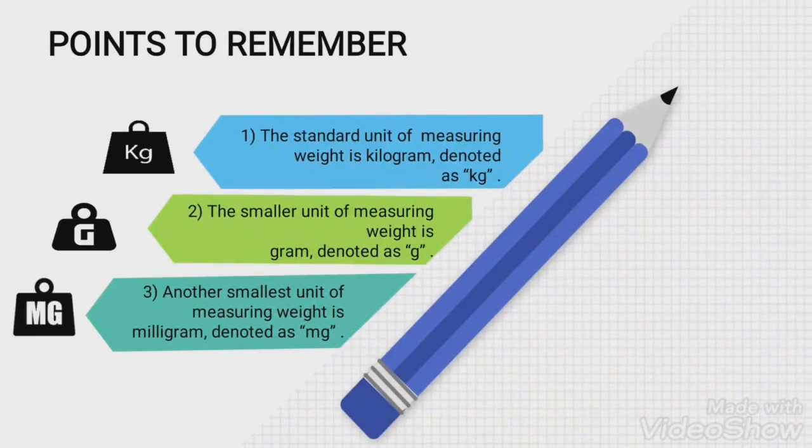You can see here. Third, which is more smaller than gram, so we are writing it as the smallest unit of measuring weight is milligram, which is denoted as mg. You can see here. So I hope you have understood these 3 points. The largest unit is kg or basic or standard. Then smaller than kg is gram, and then smaller than gram is milligram.